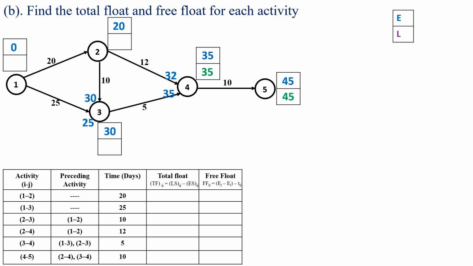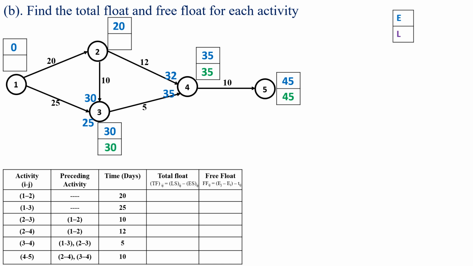Next we will move to the activity 3 to 4. For the activity 3 to 4, the latest finish time is 35 at the event 4. Then the latest start time will become 35 minus 5, which is equal to 30 at the event 3.